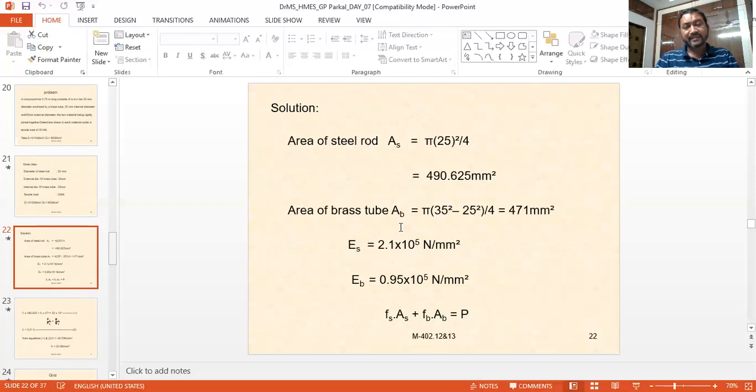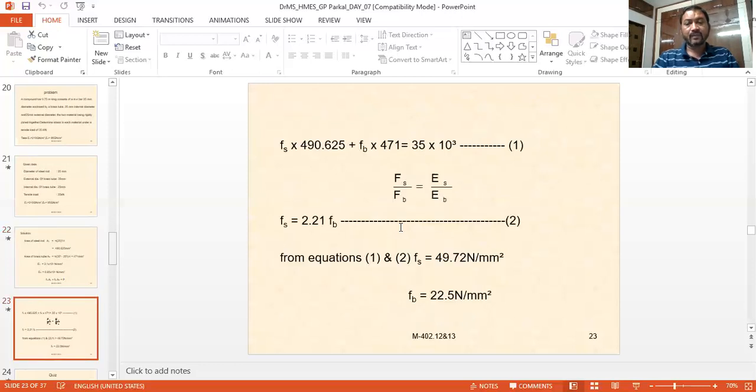Now the first equation: the total load acting on the bar must be equal to the load shared by the steel plus the load shared by the brass. So P is equal to Fs into As plus Fb into Ab. This is the first equation. Here the areas are known, so 490 into Fs plus 471 into Fb is equal to 35,000. That is the first equation.